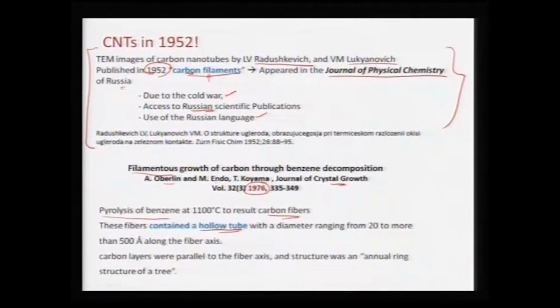So, now we have gone from carbon filaments to filamentous growth, which is also showing a hollow tube with a diameter of approximately 2 to 50 nanometers along the fiber axis, and they have also formed an annual ring structure like a tree. They also mentioned that by the pyrolysis of benzene at around 1100 degrees centigrade, they can form carbon fibers with the presence of some hollow tube, with a diameter of around 20 to 500 angstrom, that means 2 to 50 nanometers along the fiber axis. But again, these findings did not come to limelight as such.